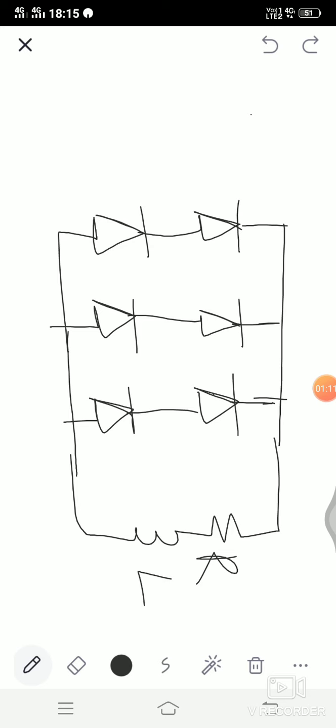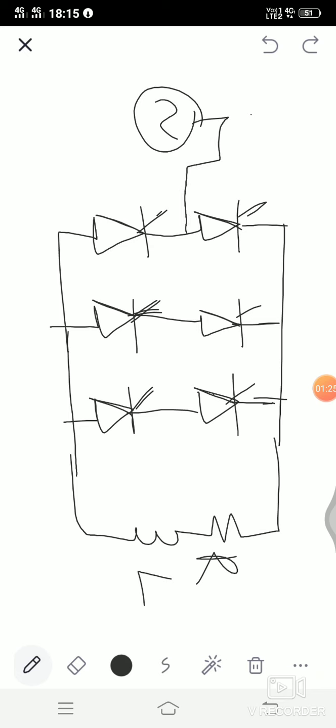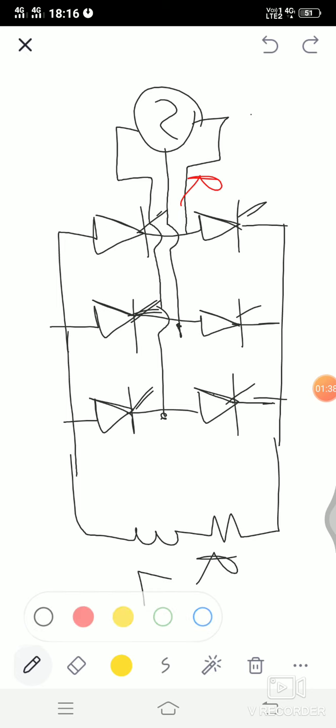We are discussing it with RL load. So, there are six numbers of thyristors. These are all thyristors, right? These are all thyristors, and we are connecting a three phase AC source. So this is red phase, this is yellow phase, and this one is a blue phase.